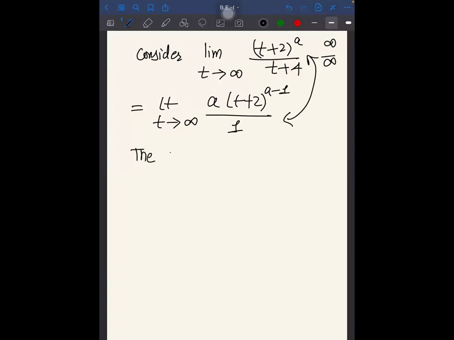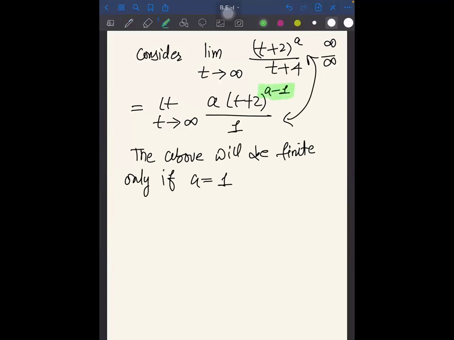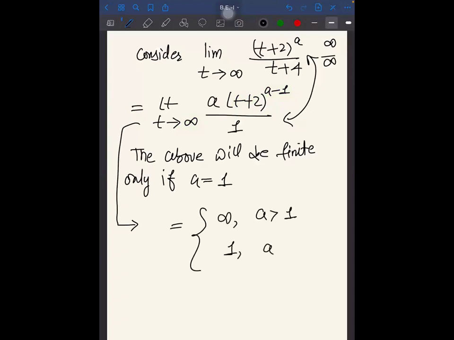The above will be finite only if your a is equal to 1, because if a is 1, this thing will become 0. So then this will be what? 1. Yes, so then it is okay. But if a is greater than 1, then of course this will be shooting to infinity. So to cap it all, this expression is equal to infinity if your a is greater than 1 and 1 if your a is less than or equal to 1.